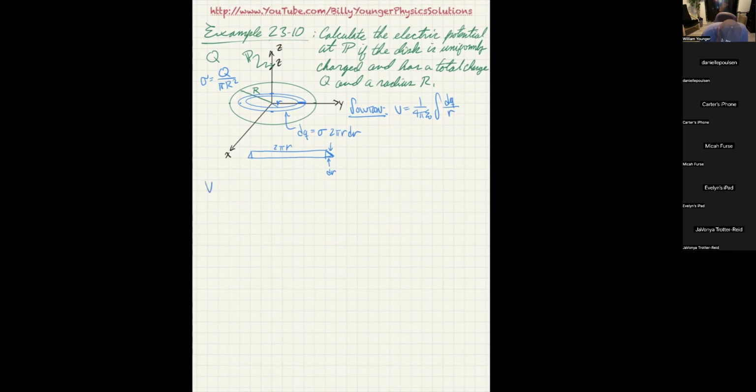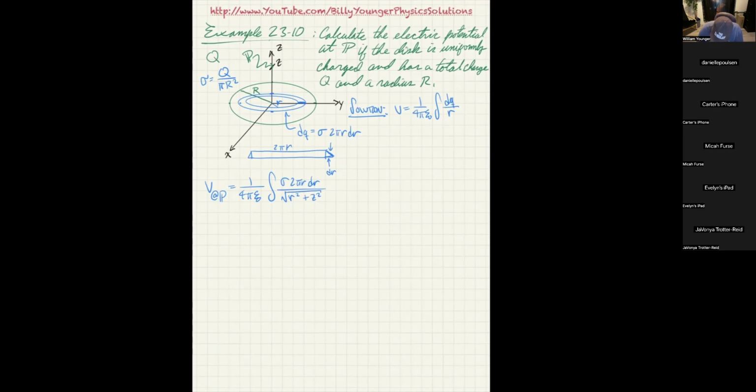So now I'm going to say V at P is equal to 1 over 4 pi epsilon naught integral sigma 2 pi r dr over the square root of little r squared plus z squared. So r squared plus z squared like this.